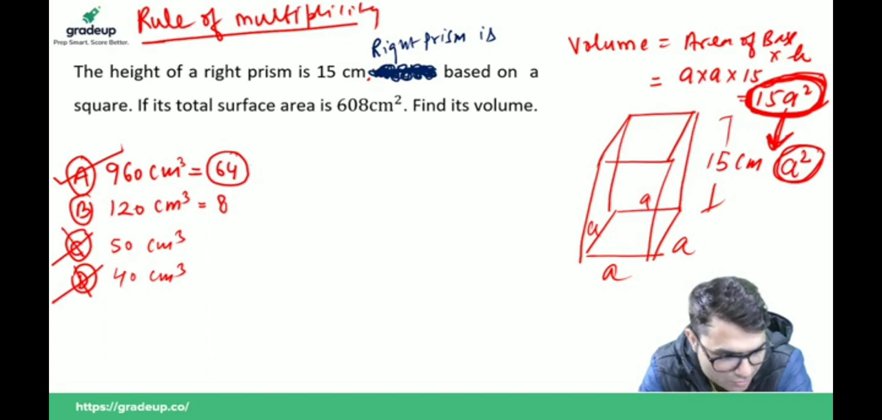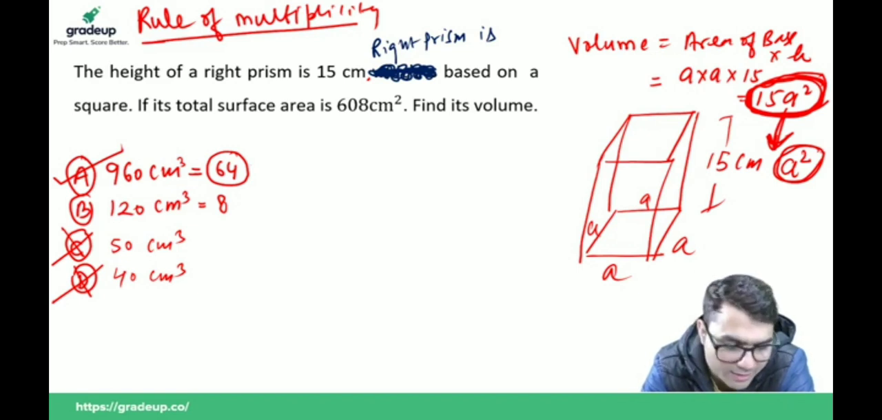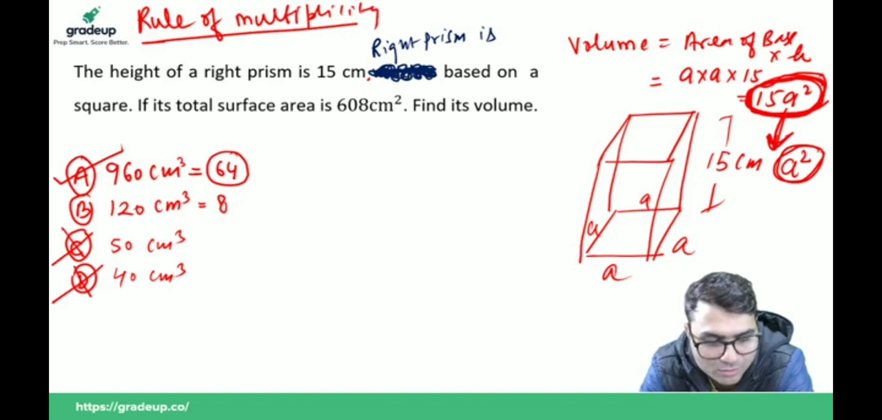Is this clear to all of you? Yes or no? Sai Kumar is saying if two options are there, then you have to do it by the basic method. There is no such method.